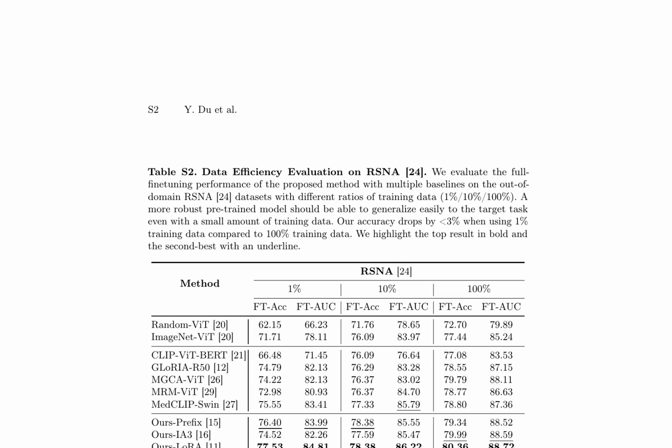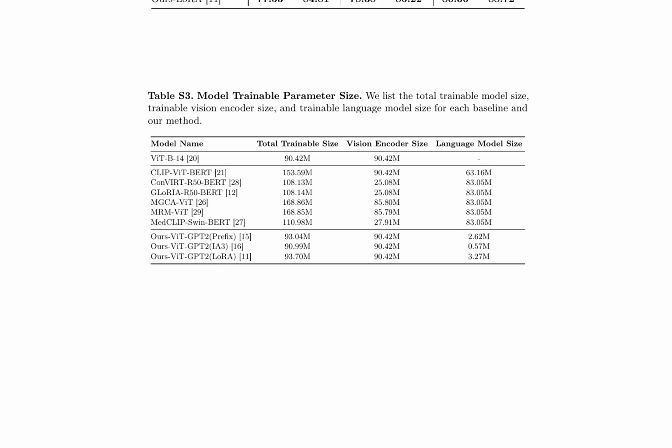The results indicate that RS-LORA is more robust and efficient than the baselines, attributed to its ability to effectively leverage pre-trained vision and language models, as well as its novel architecture and training strategy. Table S3 lists the total trainable model size, trainable vision encoder size, and trainable language model size for each baseline and RS-LORA, revealing that RS-LORA has a relatively small trainable model size of 93.70 M, due to its efficient design that minimizes the number of trainable parameters.